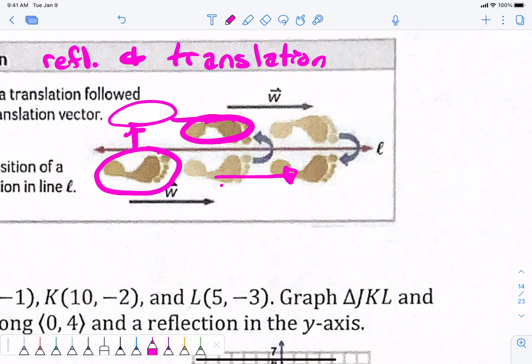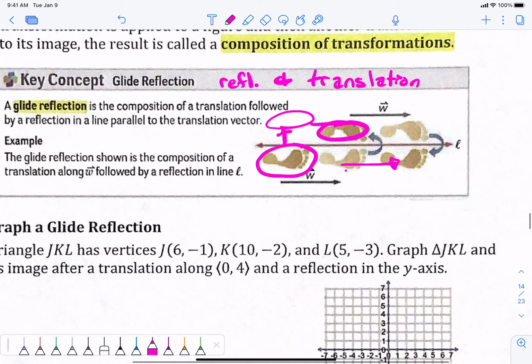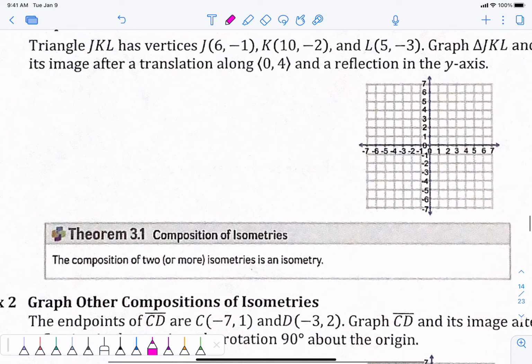Slide it and reflect it. Slide it and reflect it. Okay. And that's called a glide reflection. Okay. All right, let's go down here.